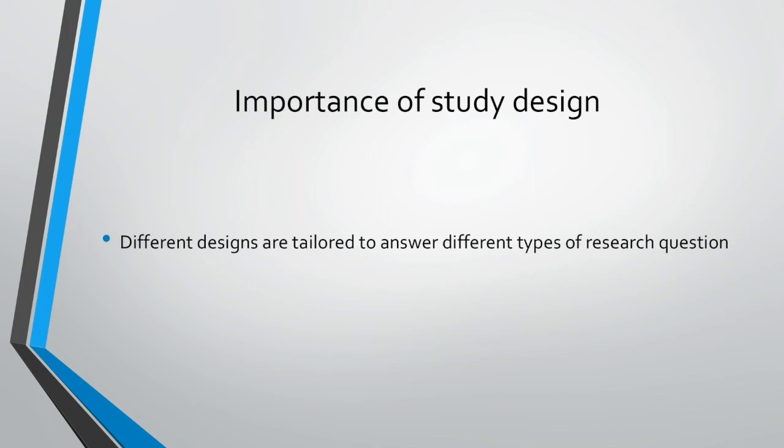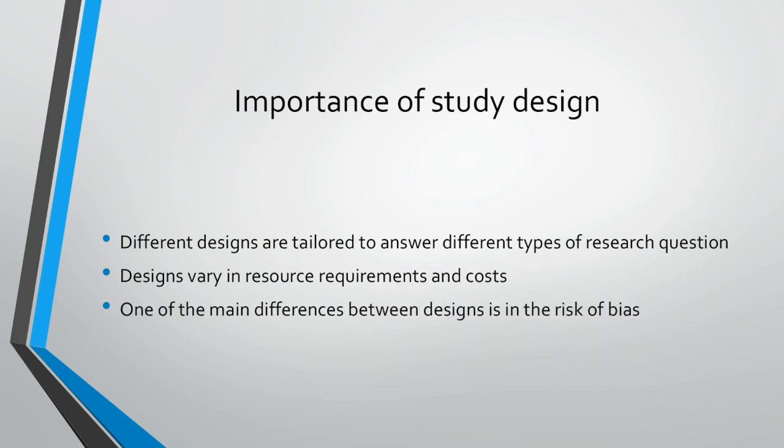And this is because different study designs are tailored to answer different types of research questions. But also, designs can vary in the resource requirements and the costs of conducting them. Typically, randomized controlled trials are the most expensive and the most labor-intensive types of study design, with other designs generally being cheaper and requiring less resources. And of course, one of the main differences between different types of study design is the risk of bias. Randomization is designed to reduce the risk of bias, whereas non-randomized studies in general will suffer from a higher risk of certain types of bias.